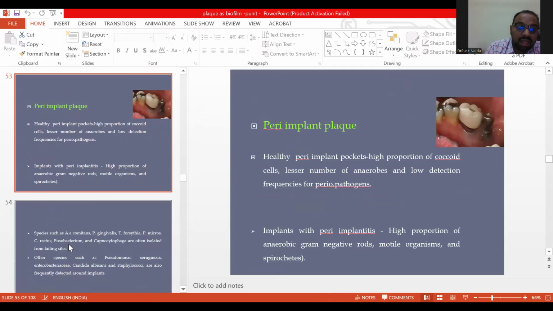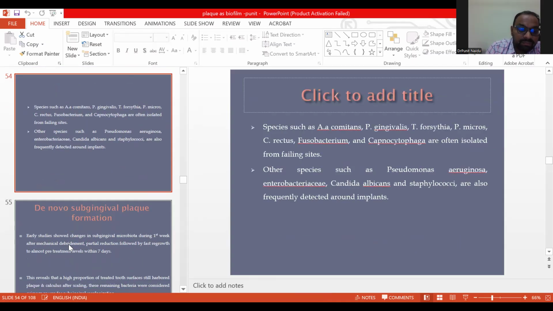Peri-implant plaque has a high proportion of coccoid cells, a lesser number of anaerobes, and low detection frequencies of periodontal pathogens. Implants with peri-implantitis have a high proportion of anaerobic gram-negative rods, motile organisms, and spirochetes.